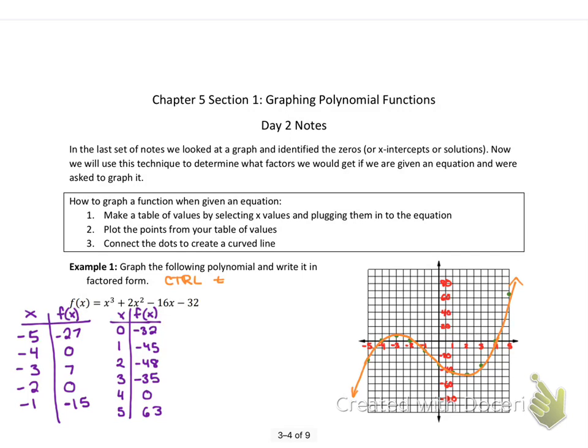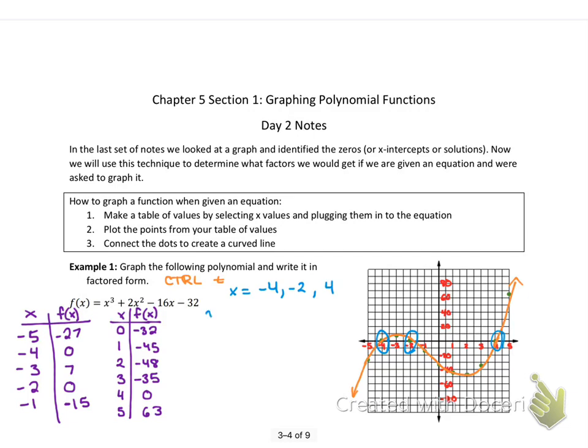Then this problem asks you to write it in factored form. To write something in factored form, you first need to find the zeros. Well, here, x equals -4, -2, and 4. The reason I know that is because that's where it crosses the x-axis. At -4, -2, and +4. Now we're writing factors based on the zeros.